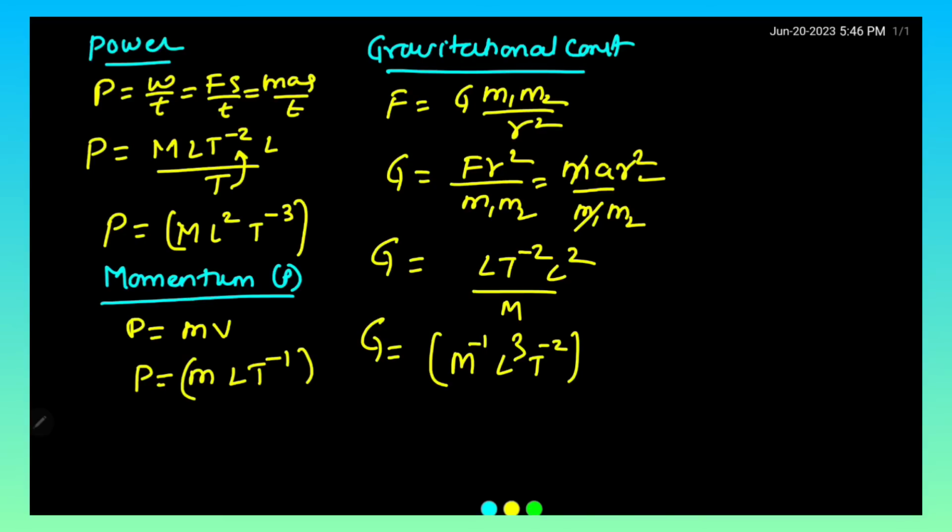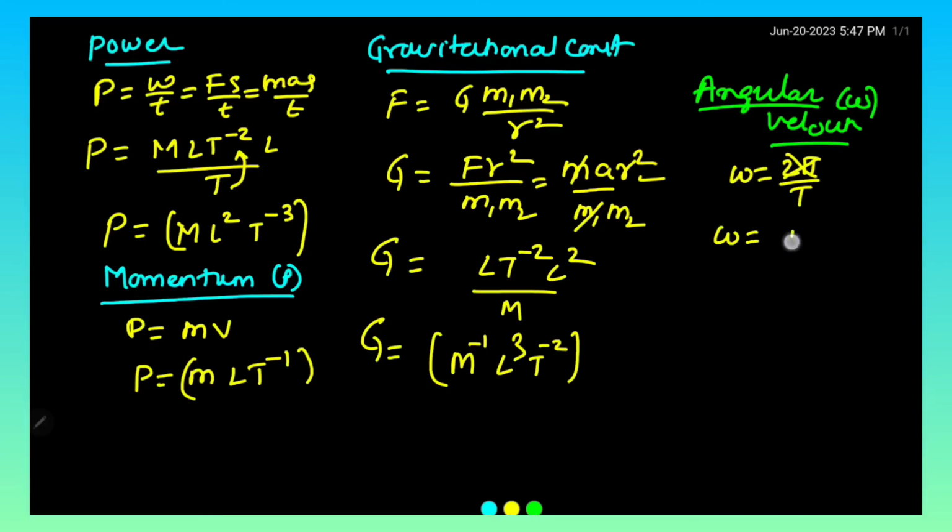Now let us find out the dimensional formula for angular velocity. Okay, so how can you find out the dimensional formula for angular velocity omega? So the dimensional formula for angular velocity omega is nothing but 2 pi by capital T. So there is no dimensions for 2 pi, so we can write the dimensional formula as t power minus 1.